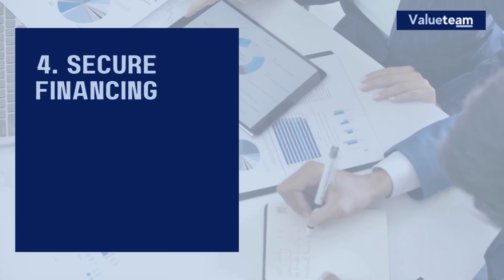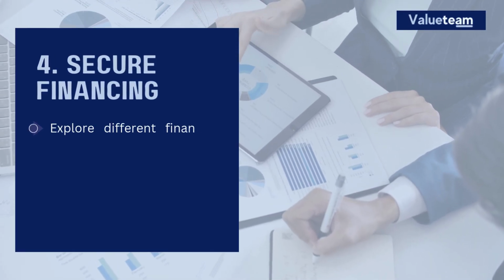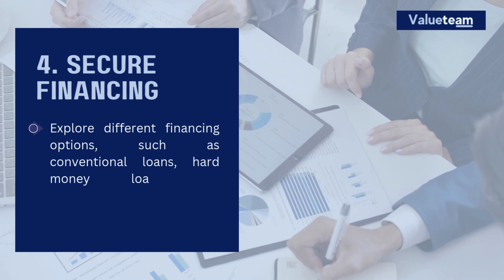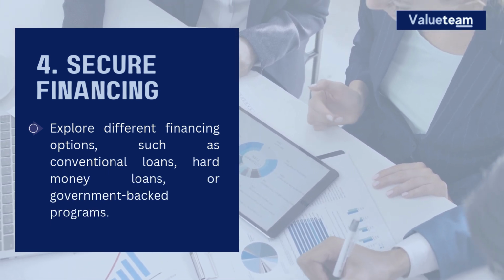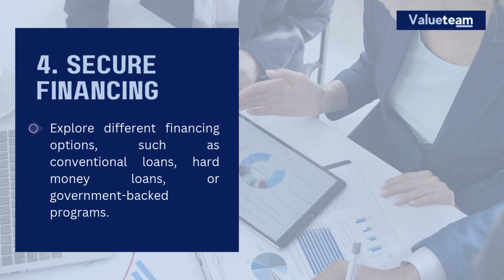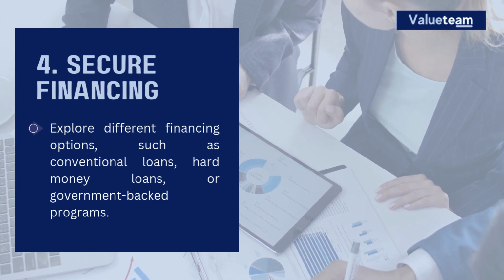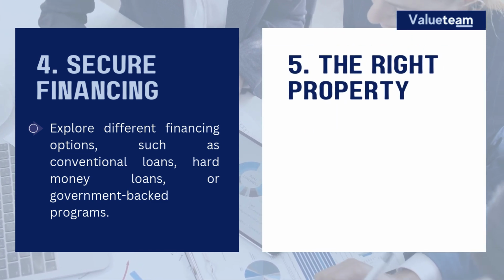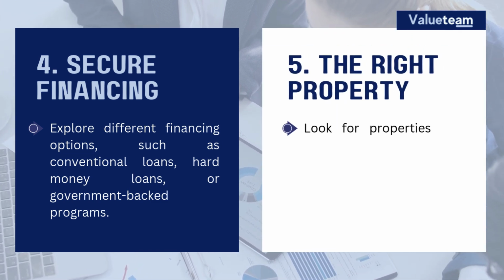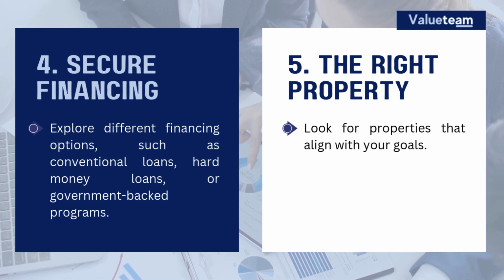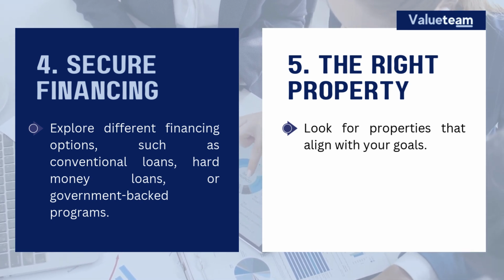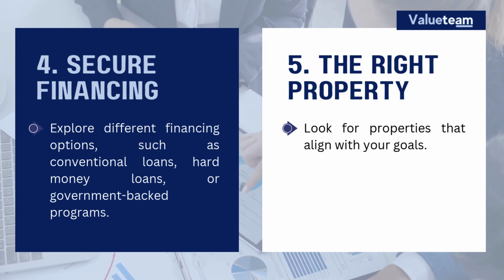4. Secure financing. Explore different financing options, such as conventional loans, hard money loans, or government-backed programs. Secure the best terms based on your financial profile. 5. Find the right property. Look for properties that align with your goals. Focus on factors like location, condition, potential rental income, and long-term value.